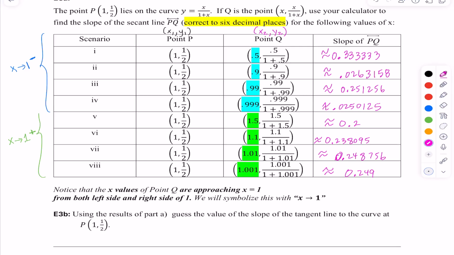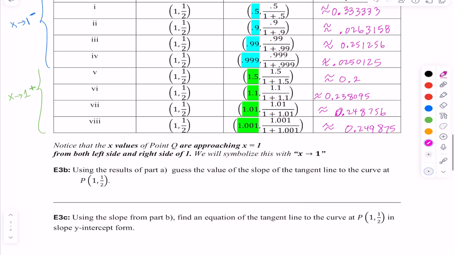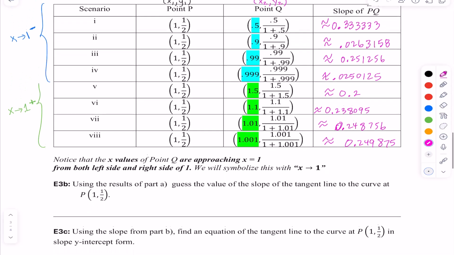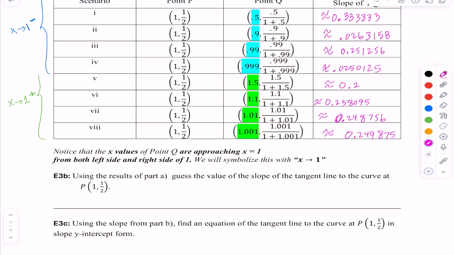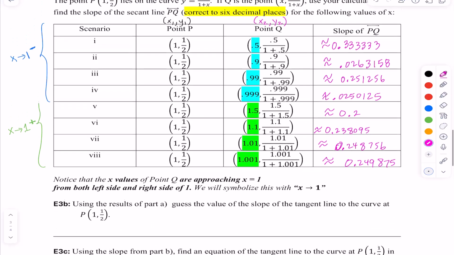So take a good look at these numbers and see if you can make a prediction of what the actual slope of the tangent line will be. What is the actual slope when x equals 1?